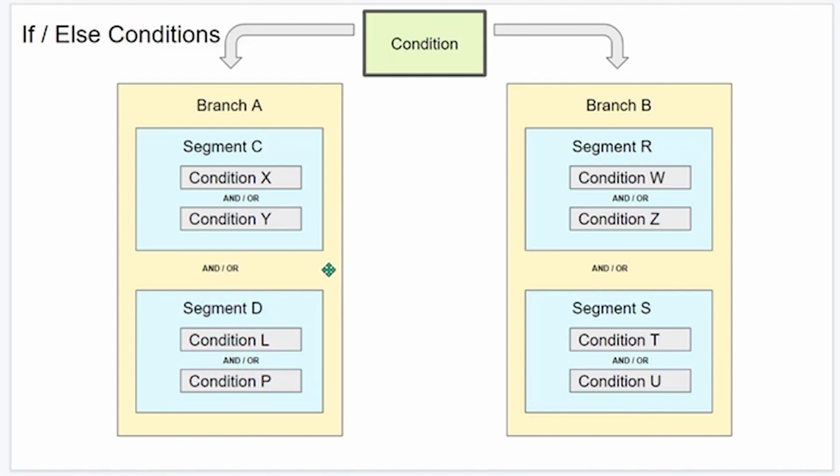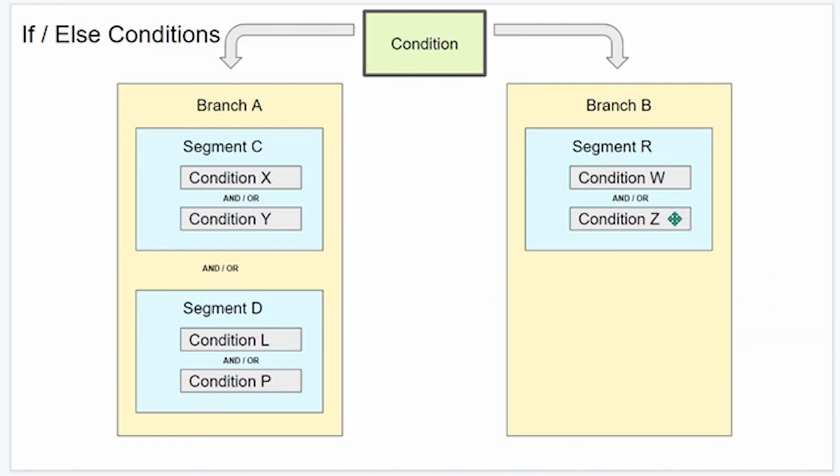And then you can see in this case, before we leave the screen, we have branch B, and that has its own segment R, segment S here. It might be really simple. Your workflow might simply look like this, and you might not even have a segment S at all. And segment R might even just have one condition. Okay, so conditions don't need to be complicated. This illustration was simply explaining how they work in depth.